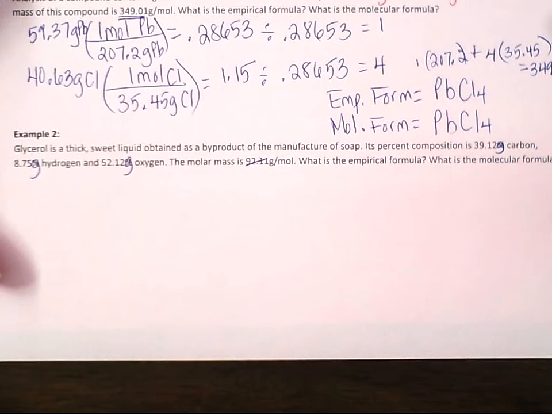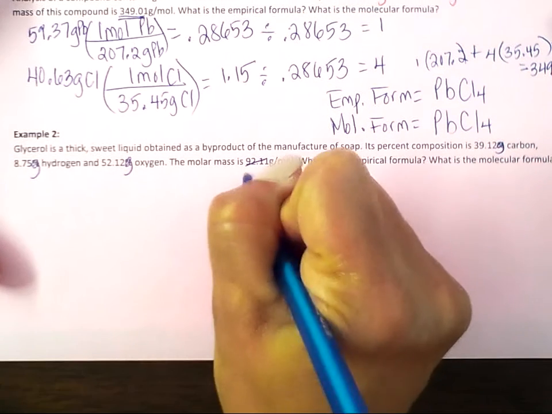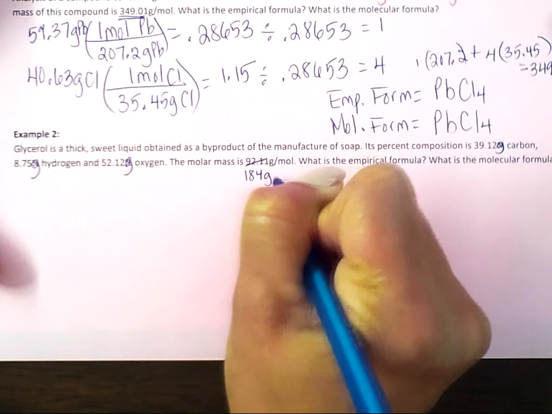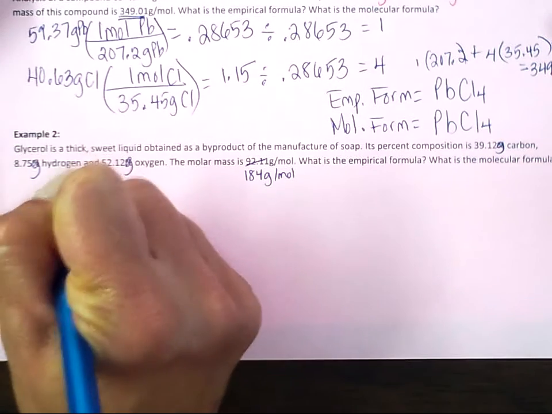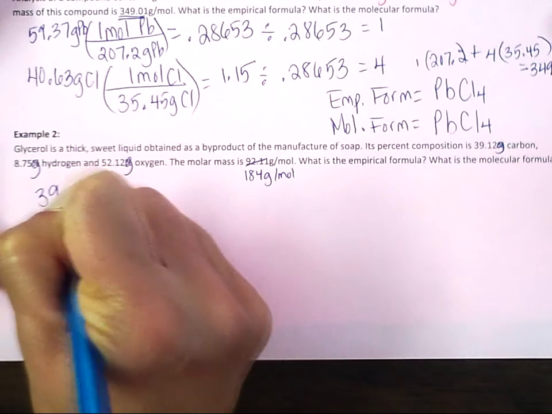Let's make it where the molar mass that they give us, you will have some of these in homework, let's make it where it's 184 grams per mole. Okay? What is the empirical formula? What is the molecular formula? Okay, so the first step is to take each individual element and convert it to moles.